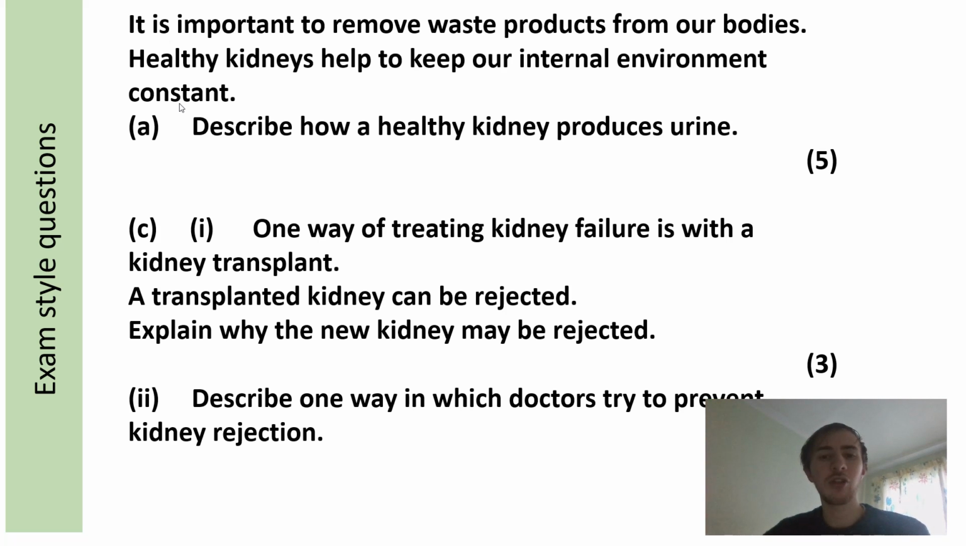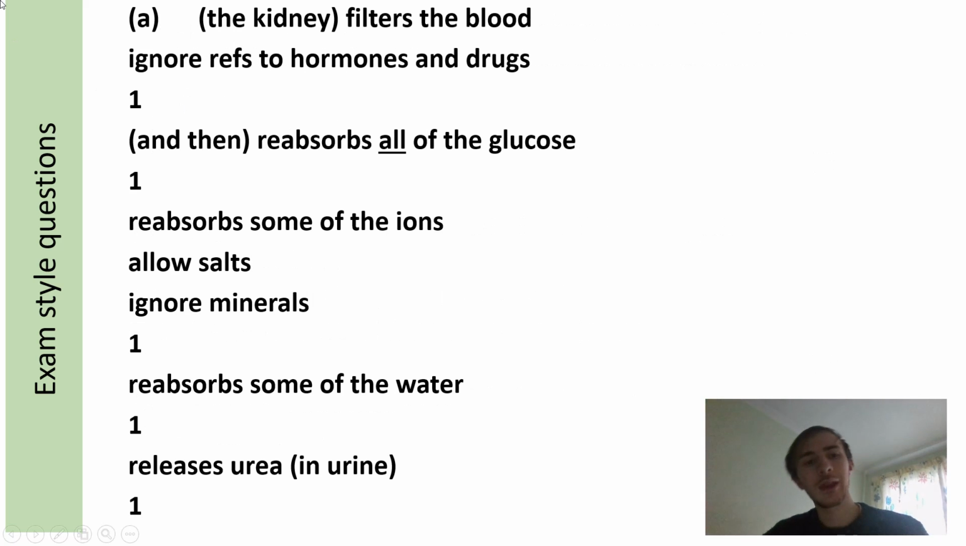Fine. So, describe how a healthy kidney produces urine. Now, the kidney filters the blood to remove large substances, but filters the blood will do just fine. Then reabsorbs all of the glucose. That word all is very important. You have to absorb all of the glucose. Reabsorbs some of the ions, reabsorbs some of the water, and releases all of the urea in the urine. 5 marks there.